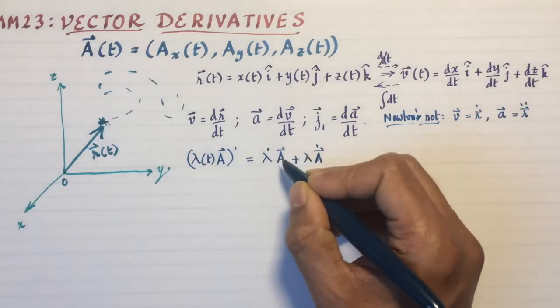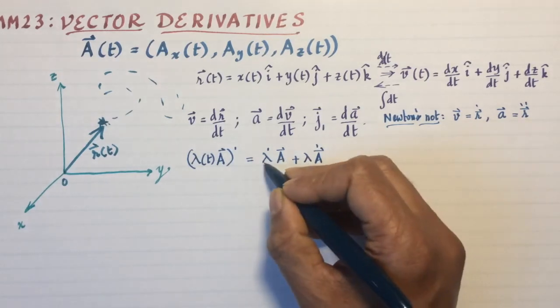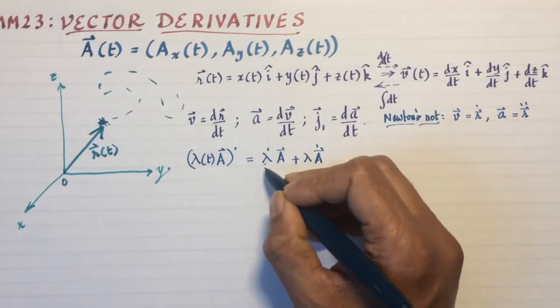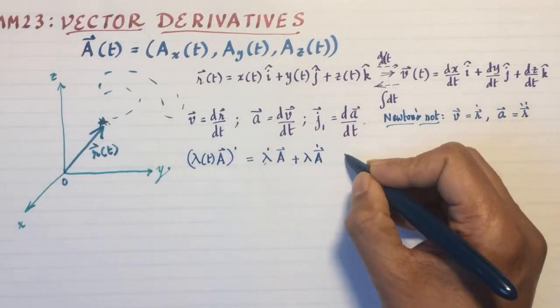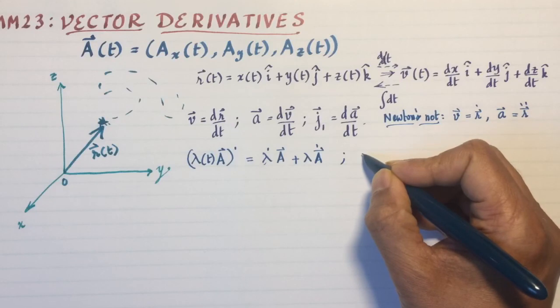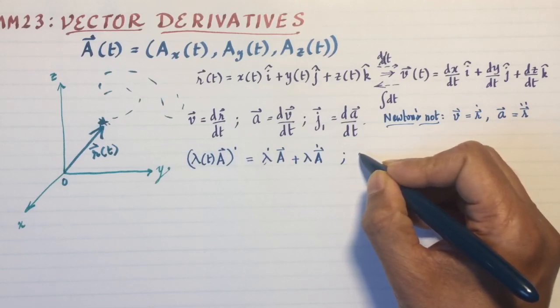And lambda is also supposed to change with time, so this is not generally 0. If it's 0, then that means lambda is a constant. And then you can do all other rules the same way. For example, let me just do the dot product and the cross product, and the remaining rules you can just do on your own.